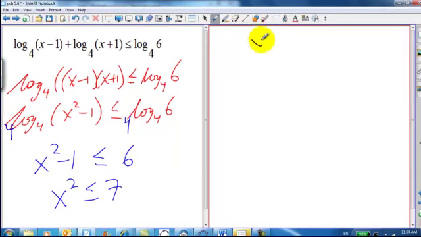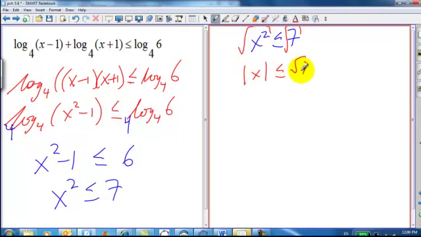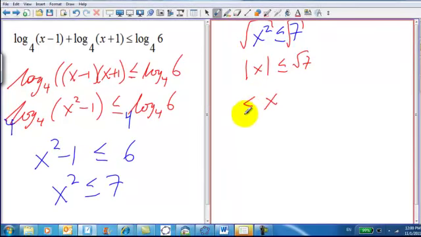This one we can actually do without a graph, because you can do this trick with taking the square root of both sides. Absolute value of x is less than or equal to the square root of 7, so that puts x in between negative square root of 7 and positive square root of 7.